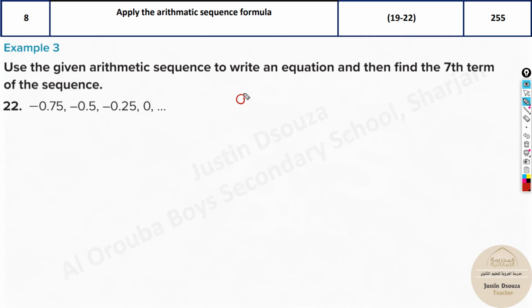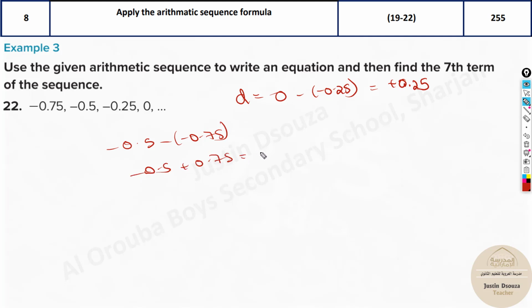See, now if you're in a hurry and want to find d, what I would do is I would choose 0. Why? Because 0 is so easy to solve, right? 0 minus the previous term, minus of minus 0.25. The answer is plus 0.25. This is the d value. Otherwise, you can do this. Minus 0.5 minus of minus 0.75. This becomes 0.5 negative plus 0.75. That's 0.25 itself. Answer will be the same. Any values you take, consider this and the previous one, you will get the answer.